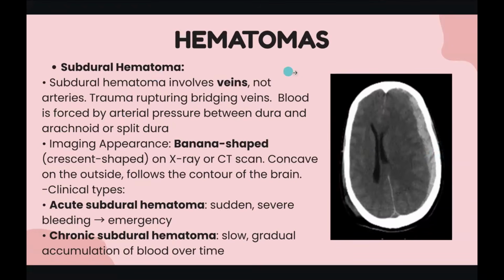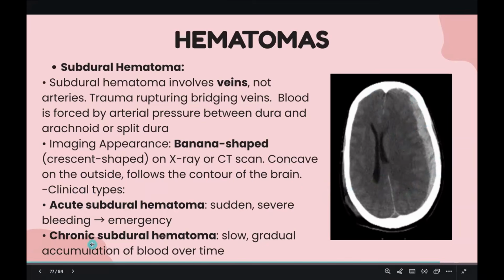Another type of hematoma is subdural hematoma. It involves veins, not the arteries, and it's basically always due to trauma rupturing the bridging veins. So the blood is forced by arterial pressure between the dura and arachnoid, or splits the dura. So it's below the dura, it's subdural. On imaging, it will show banana-shaped, crescent-shaped blood accumulation that's concave on the outside and follows the contour of the brain, as you guys can see.